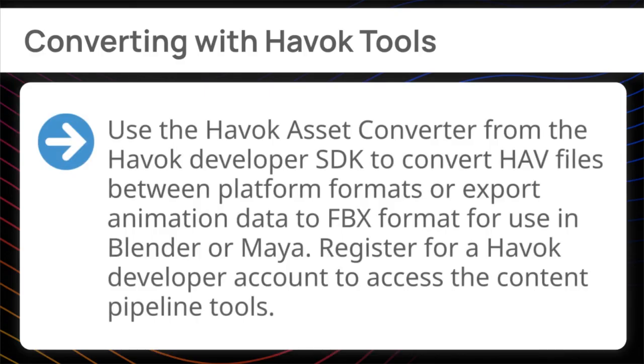Next, converting with Havok Tools. Use the Havok Asset Converter from the Havok Developer SDK to convert HAV files between platform formats or export animation data to FBX format for use in Blender or Maya. Register for a Havok Developer account to access the content pipeline tools.